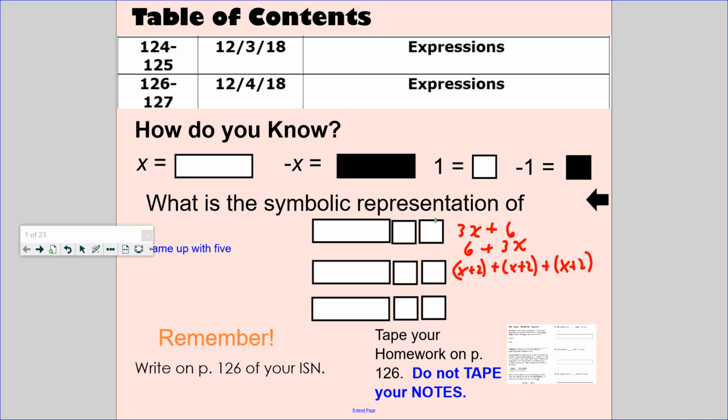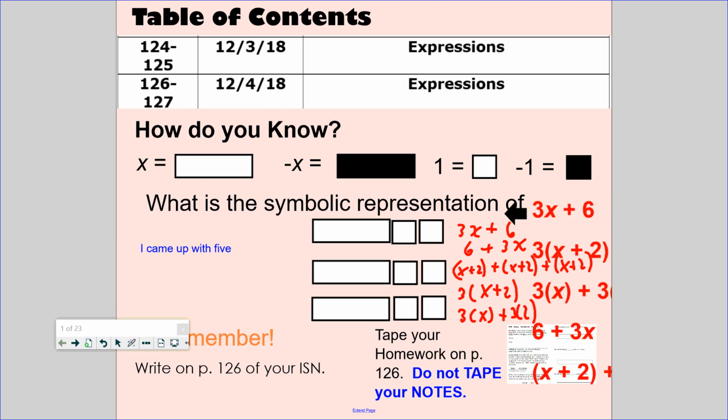So here's an x plus 2, another x plus 2, and another x plus 2. I could say 3 groups of x plus 2. Oh, I should say there's 3 groups of x's plus 3 groups of 2. I can't think of any more. So I'm going to pull up this and see what else I came up with.